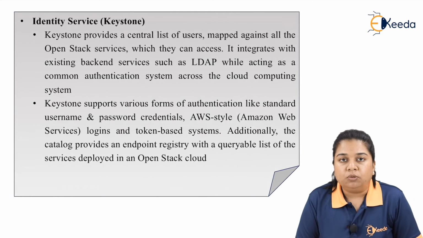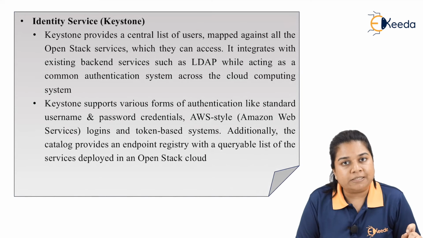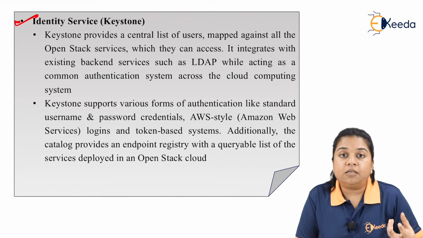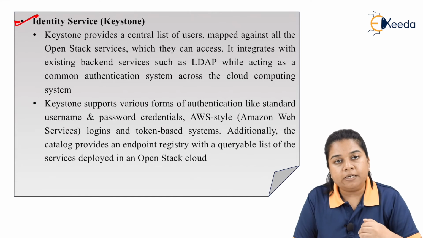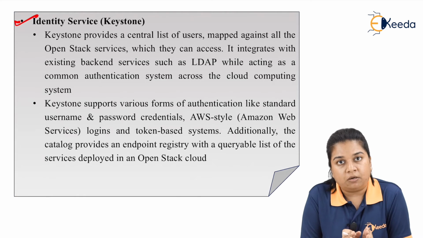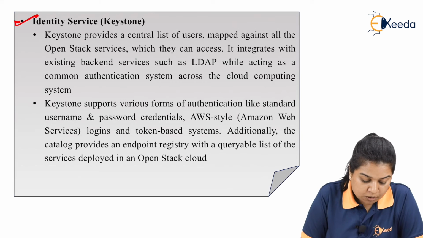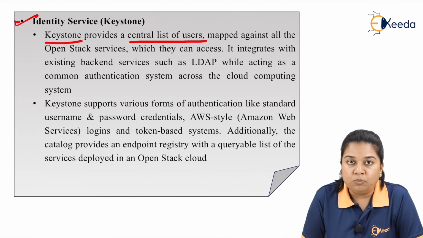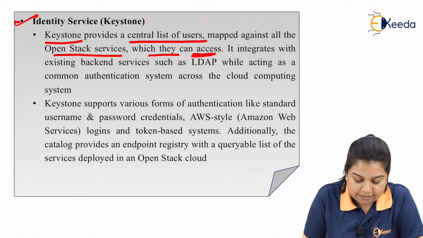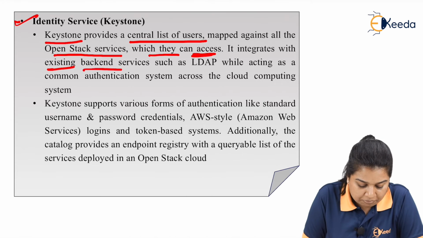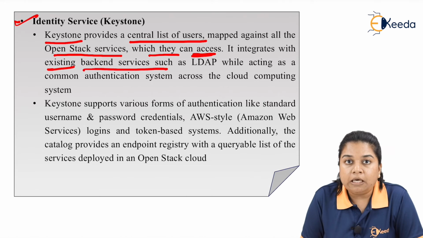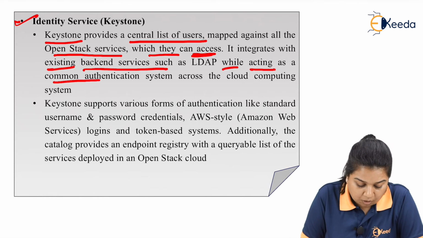Then comes Keystone, another component of OpenStack architecture. It is the identity service, which is the major point of concern when it comes to security of the information or data stored in cloud computing. Keystone provides a central list of users mapped against all the OpenStack services which they can access. It integrates with existing backend services such as LDAP, the Lightweight Directory Access Protocol, while acting as a common authentication system across the cloud computing system.